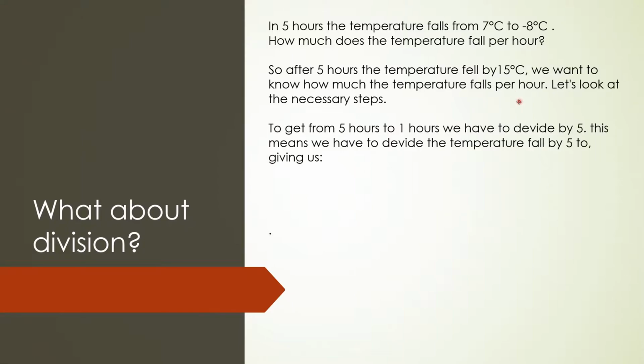Well, what are the necessary steps? We have to get from 5 hours to 1 hour. That's what we want to know. We know the temperature fall in 5 hours. We want to know it for 1 hour. So we just divide by 5. The same thing we have to do with the temperature difference. We have to divide 15 by 5 too, or in this case, minus 15, because it's a decrease. Minus 15 divided by 5, negative divided by positive equals negative, so it's minus 3 degrees Celsius per hour.